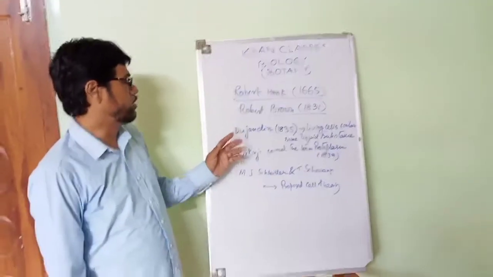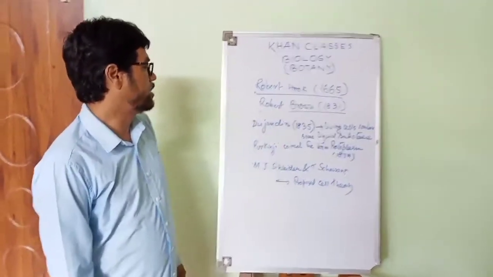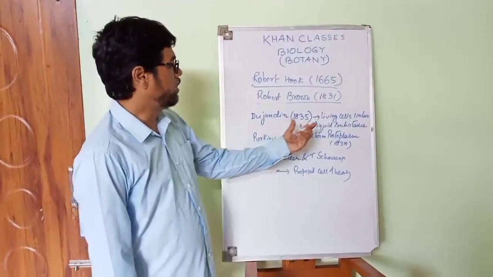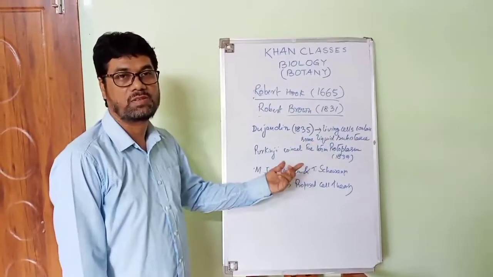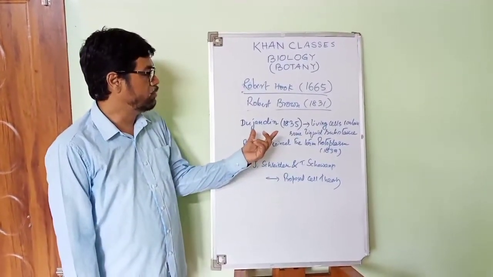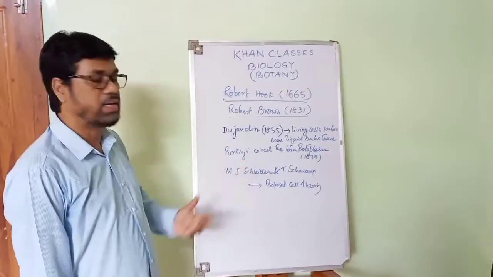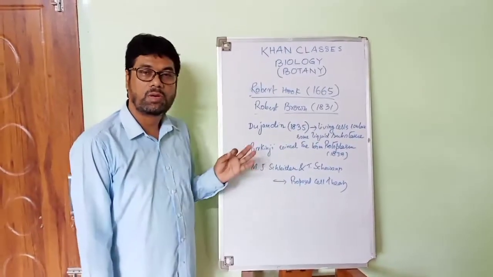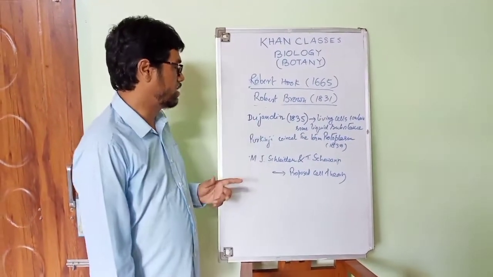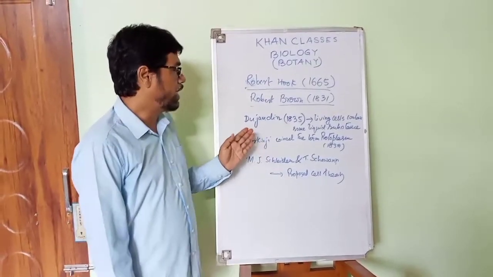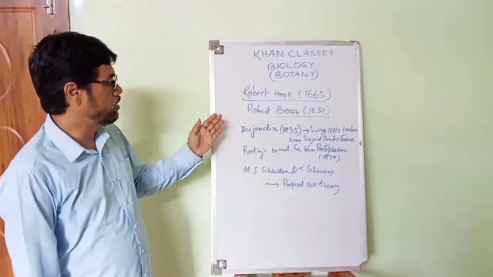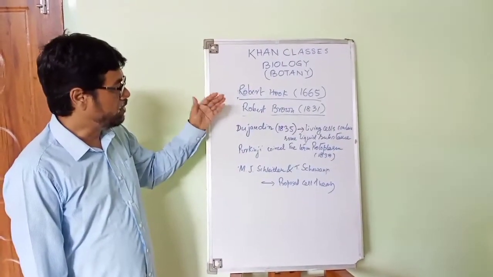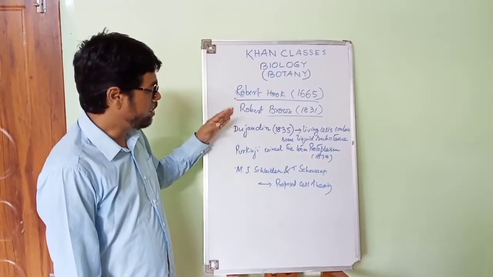Thereafter, we can discuss the different components of the cell. In the year 1835, Dujardin stated that living cells contain some liquid substance, but he was not able to name it. In the year 1839, Purkinje coined the term protoplasm, the living substance found inside the cell. Chronologically, from Robert Hooke to Robert Brown, then Dujardin and others, discoveries were continuously going on.